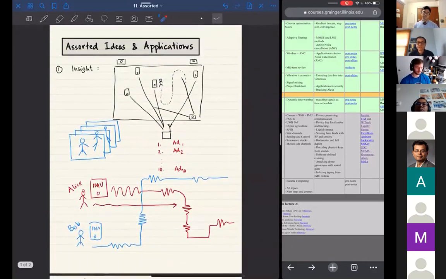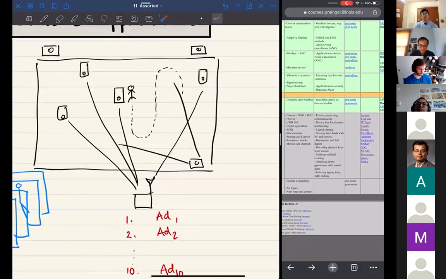So going back, what have you done? The camera looked at Alice's motion, from the visual data, created the expected IMU data, and used that IMU data as the address to communicate. Now let's look at what is the advantage.